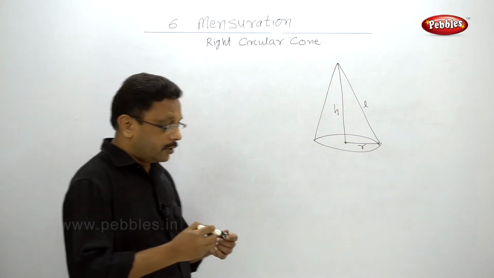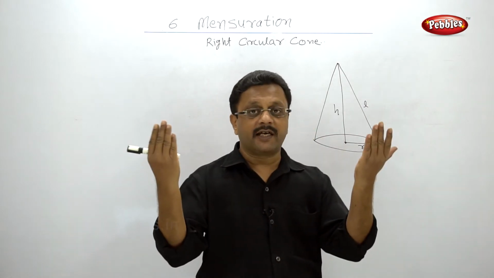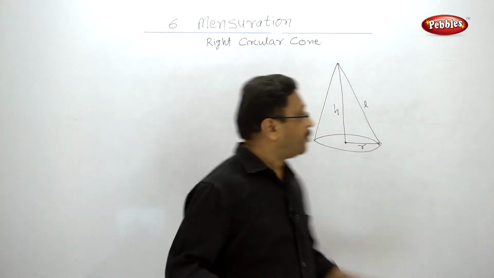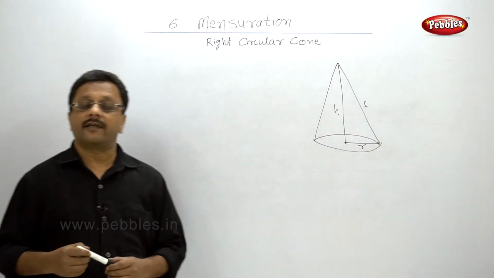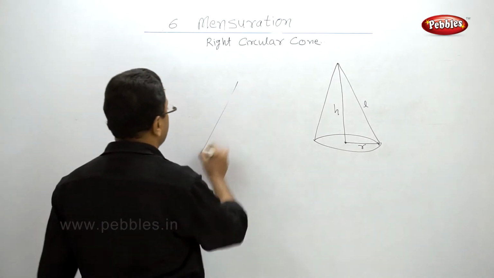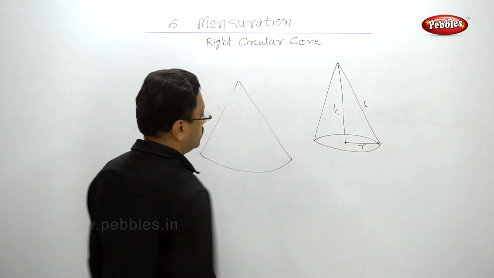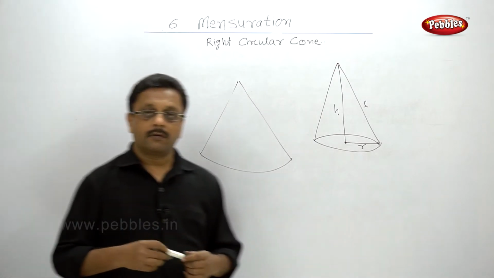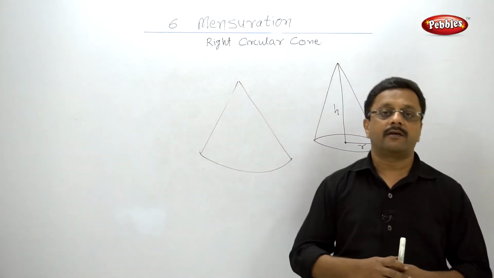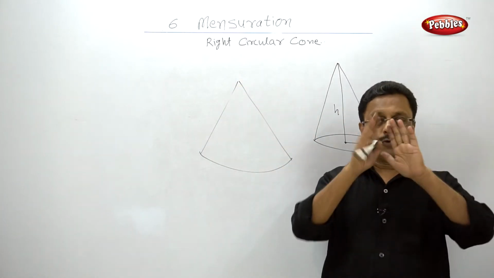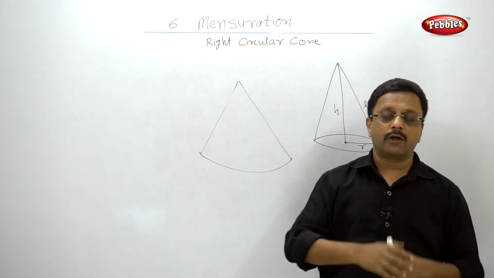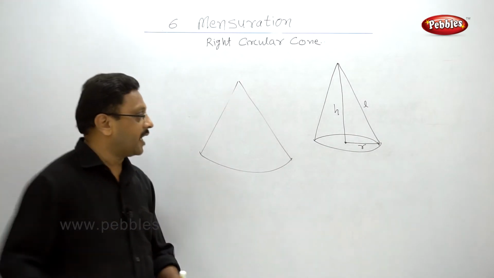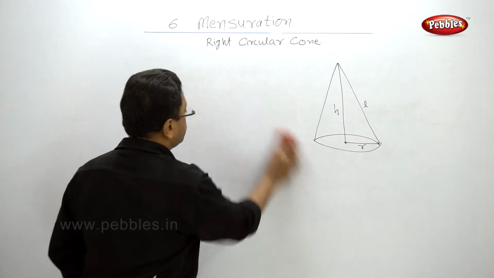Okay, do you remember we opened the right circular cylinder and we got what? A rectangle. If you open this, you will get the sector of a circle. You will get a shape something like this. You know that the joker's cap, the triangular cap, is also a right circular cone. If you cut and open that cap, what will you get? You will get a sector of a circle. So just remember that.